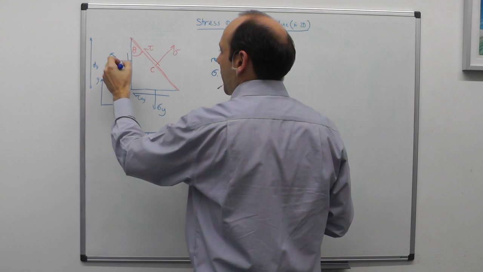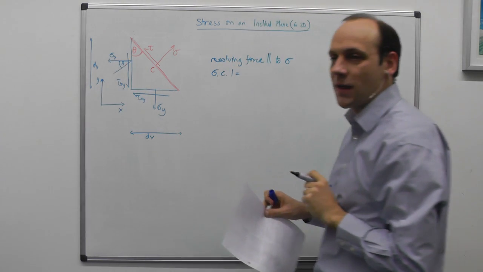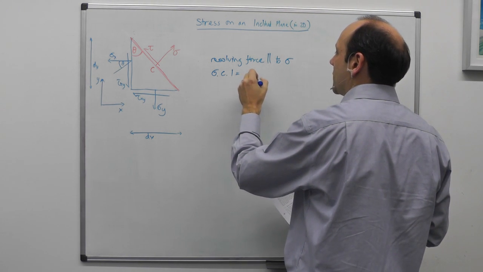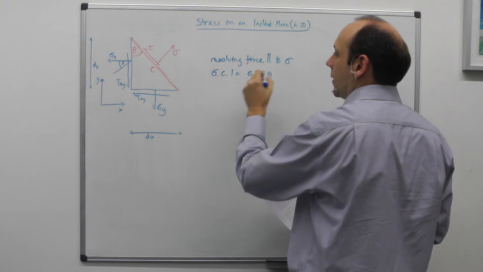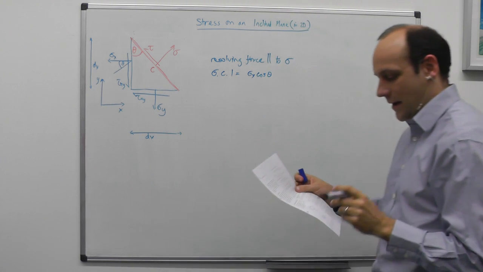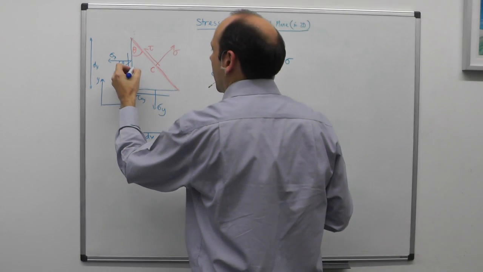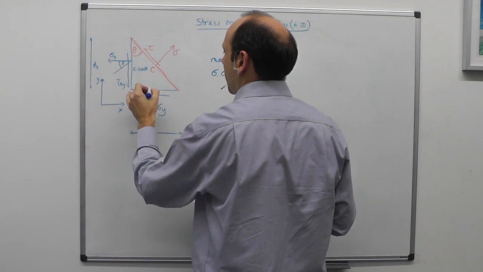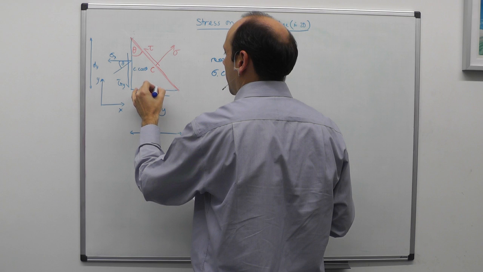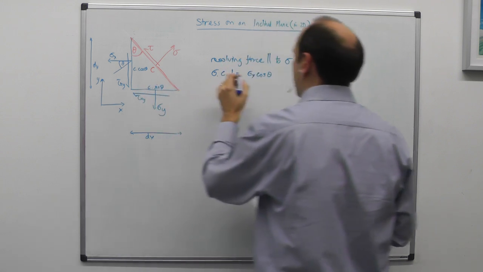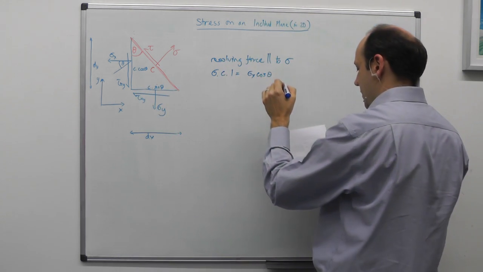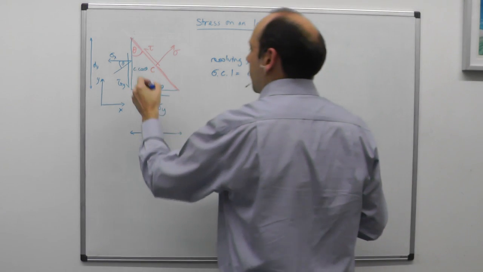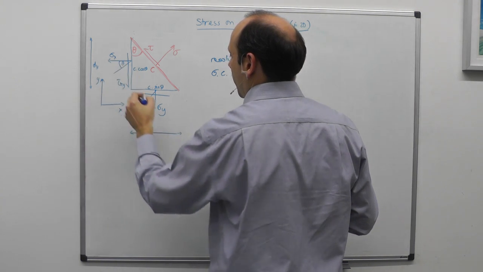And that angle there is another theta. So the resolved component of that is sigma x times cos theta. And it's acting along this length, and this length here is also C times cos theta. And this one here is C times sine theta. So we've got a sigma x times cos theta squared. We've got this sigma y resolved into a component that way.